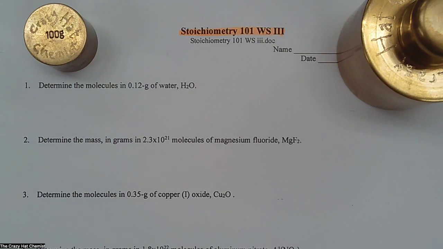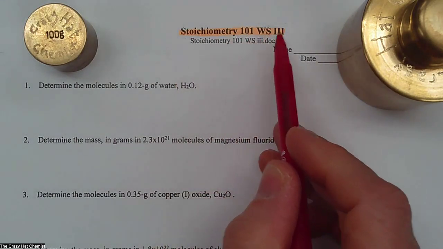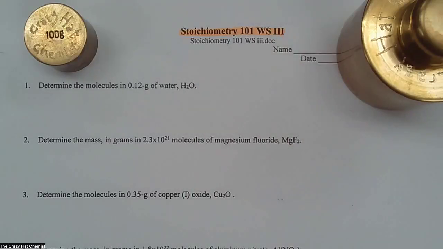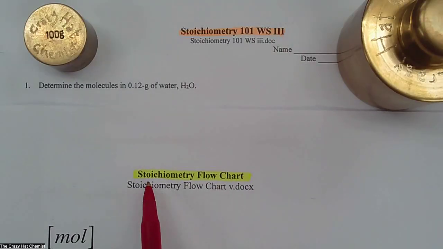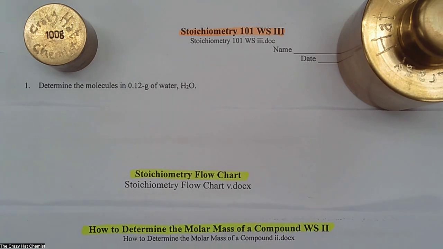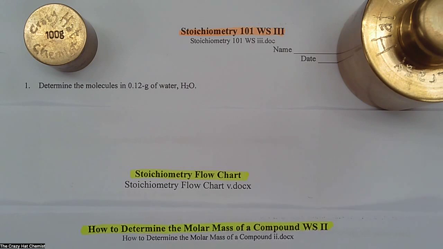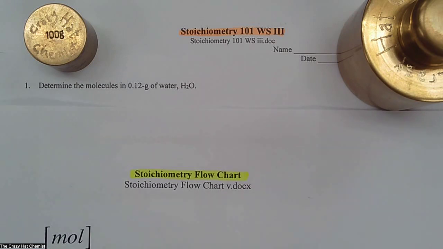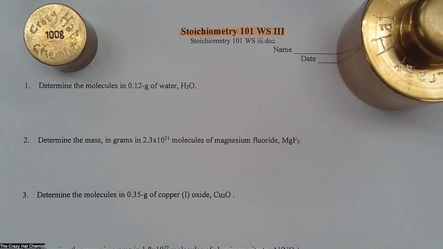Before we get started, make sure that you watch Stoichiometry 101 worksheet number 1 and 2 prior to doing this, as well as the stoichiometry flowchart worksheet, as well as one more video, and that is how to determine the molar mass of a compound worksheet number 2. You need to be watching all those videos prior to watching this one. This is kind of the culmination of all of that. Okay, fantastic. Here we go. So let's get started and let's get moving here.